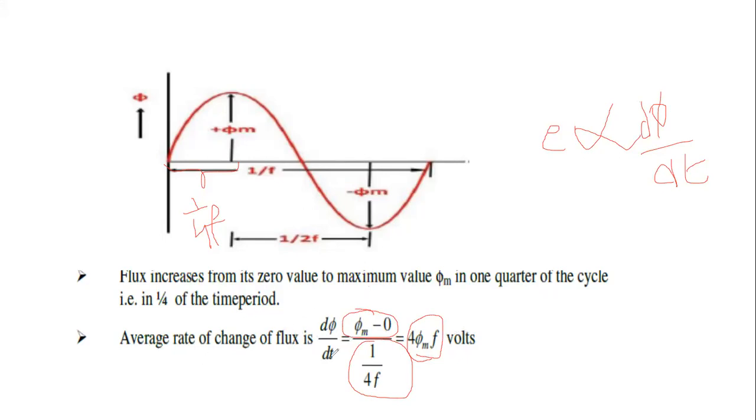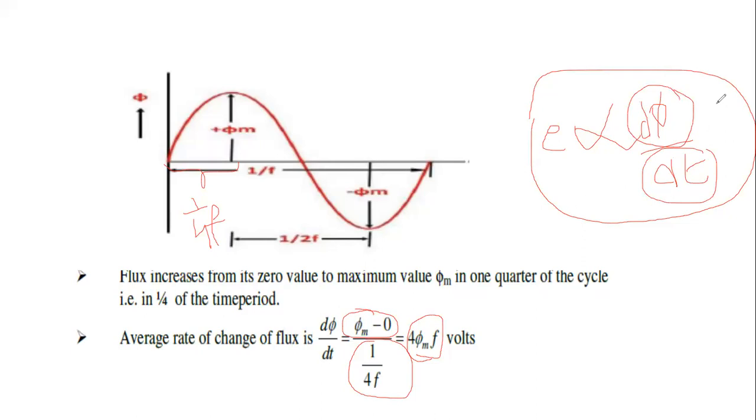This is according to Faraday's second law. What is Faraday's second law? E is directly proportional to d phi by dt. The induced EMF E is directly proportional to the rate of change of flux, where rate means dt and change of flux means d phi. Therefore, the EMF induced is directly proportional to d phi by dt.